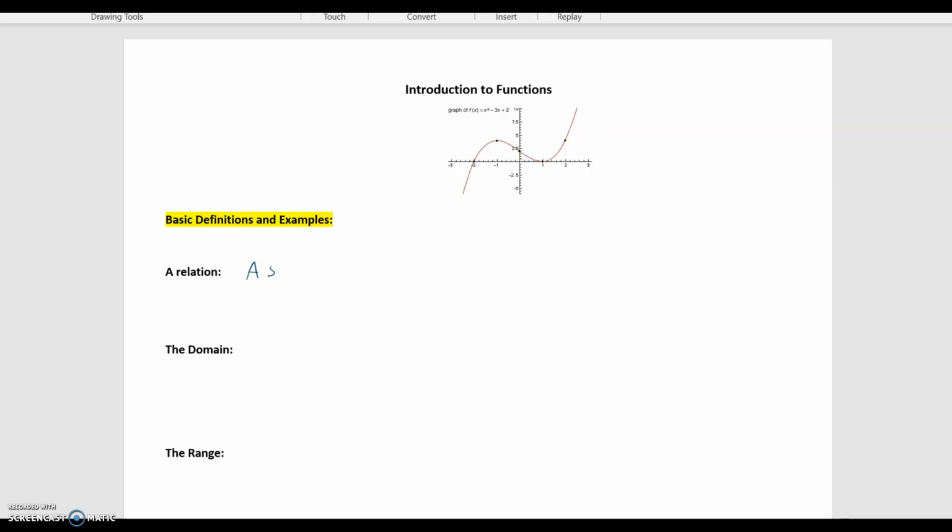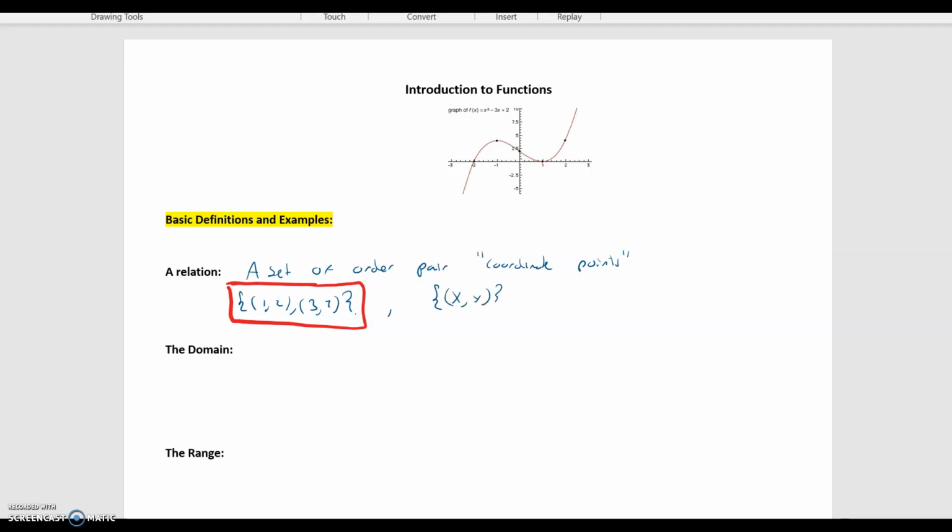So in this case, a set of ordered pairs or coordinate points. So we're talking about a set such as (1, 2), (3, 7). So for this to be defined as a set of ordered pairs, we're going to have the squiggly brackets and then technically the coordinate points in here. We're assuming that the set is defined as x's and y's. So input, output, that's going to be the basic idea of a relation.